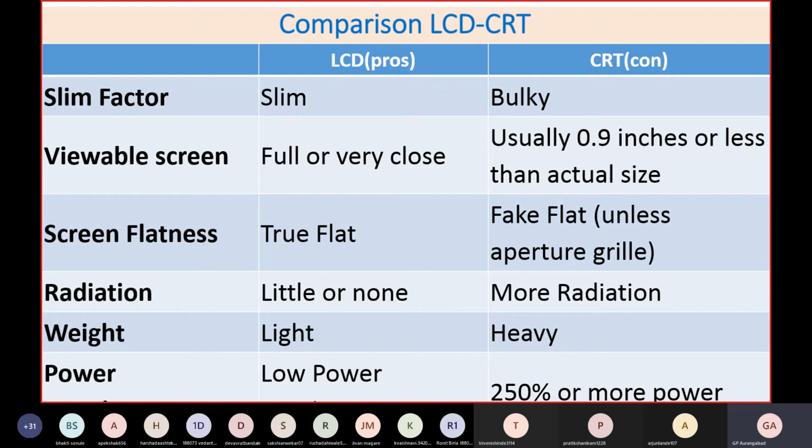Then radiation: there is very little or almost no radiation from LCD. There is more radiation from CRT. As far as weight is concerned, it is lightweight, while CRT is heavy. As for power, it is very low power, while CRT takes almost 250% or more power. That means if you see an LCD TV or LCD monitor, it hardly takes 15 or 20 watts. But if you take a CRT monitor, it will take about 50 to 70 watts.